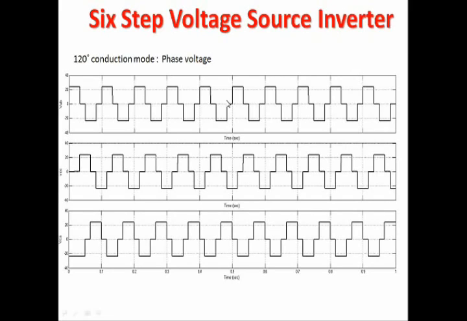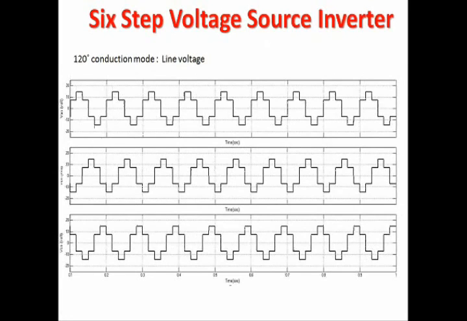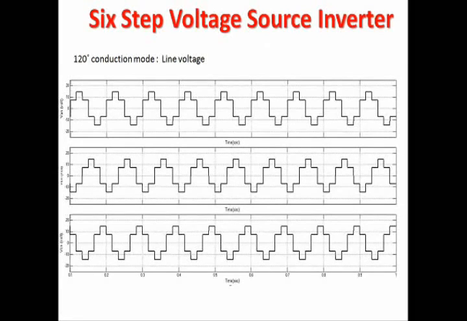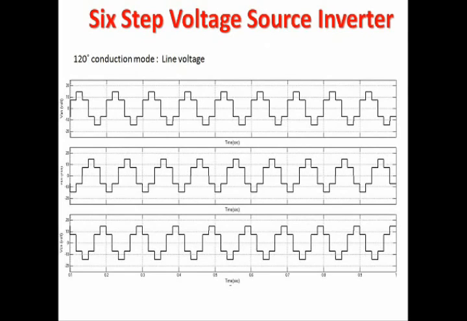Likewise, the phase voltage in 120-degree conduction mode has three levels of output. The first one is V max equal to V in, 0, and V minimum equal to minus V in. Next one is line voltage, as I told, the line voltage is similar to the phase voltage of 180-degree conduction mode. So this complete waveform has 6 steps.